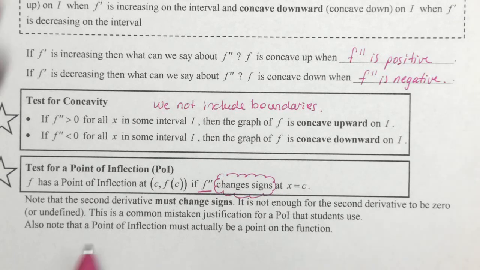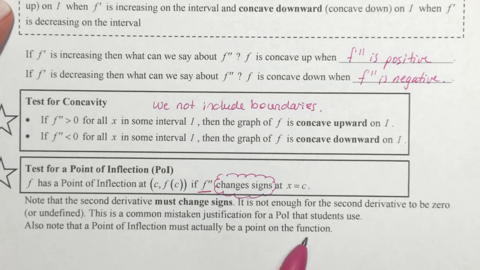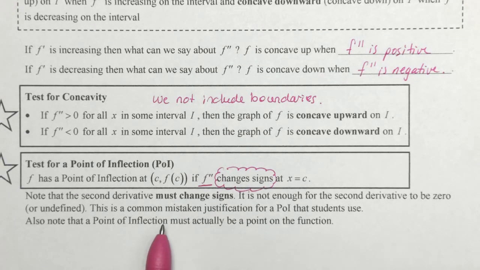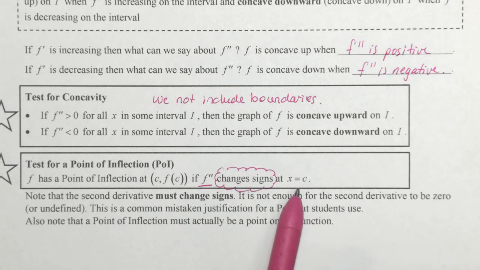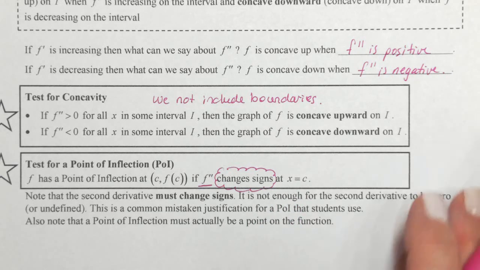All right, one more note. Also note that a point of inflection must actually be a point on the function. A point of inflection is a point. So if the second derivative changes at a value of x that is not in the domain of the function, it cannot be a point of inflection. Let's look at some examples.